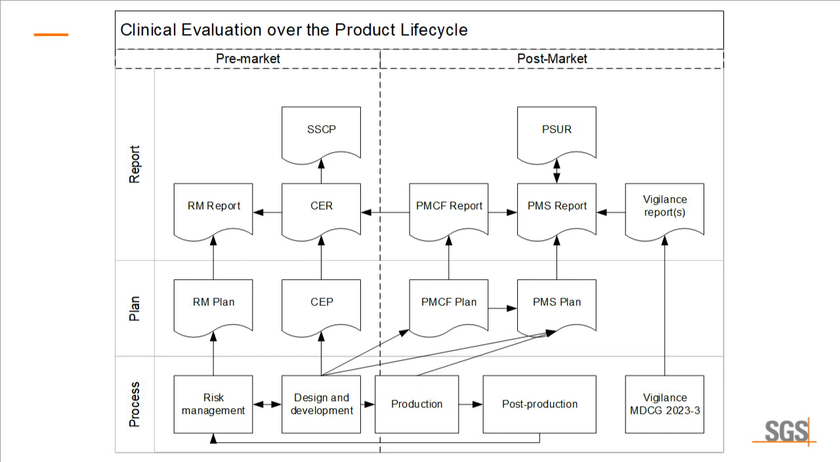And if your device is higher than class 1, so if it's class 1, then that's the only thing that you need. If it's higher than class 1, then you will also need a periodic safety update report, the PSUR. And if anything happens to your device, if there are adverse events and vigilance cases, then you will have a vigilance process, and the vigilance report will also feed into the PMS report, which in turn talks about the PSUR. And also, there's another document that is the SSCP. I'm going to talk about that a little bit later when we will talk about post-market.